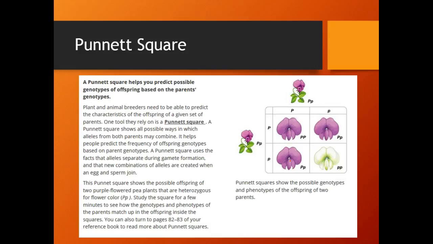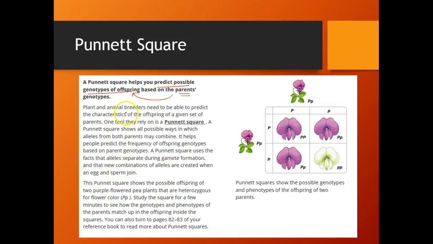Okay, so now that we know what a genotype and a phenotype are, and we also know the difference between dominant and recessive traits, we can go into the main part of this lesson, which is the Punnett square. What a Punnett square does is help you predict possible genotypes of offspring based on the parents' genotypes.